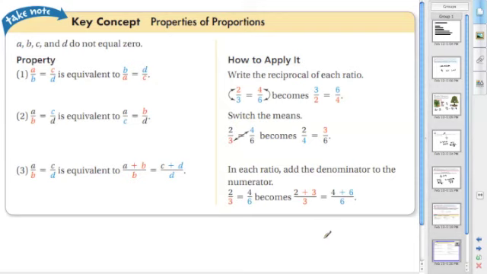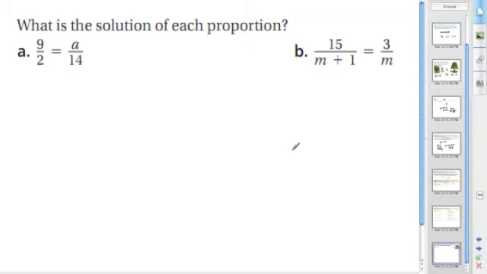With your proportions, in other words, you have two ratios set equal to each other, you have your three properties. You have property 1, which is flipping, property 2, which is a switch, and property 3, which is just adding your denominator to the numerator. So here are some examples. So what's the solution? Solve.